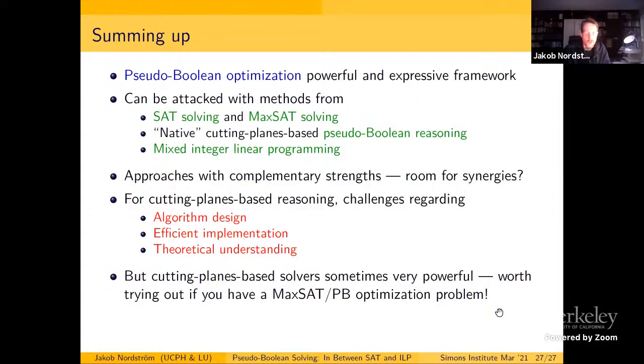But we already know that there are applications where off-the-shelf cutting planes-based solvers are beating the competition. So if you're looking at, for instance, binarized neural networks or something, maybe you should take a look at a pseudo-Boolean solver and see if it can do anything for you.